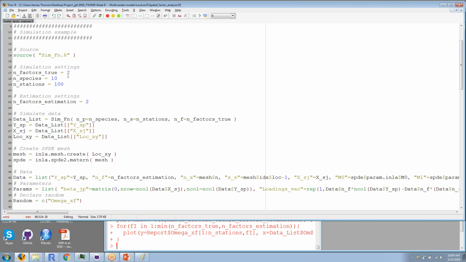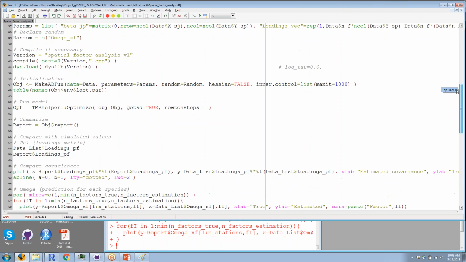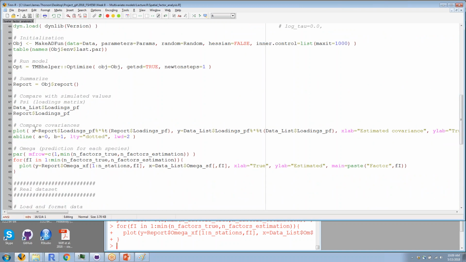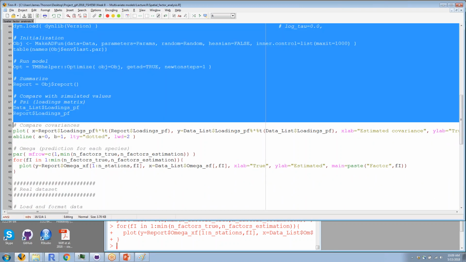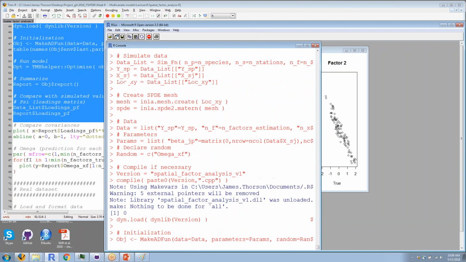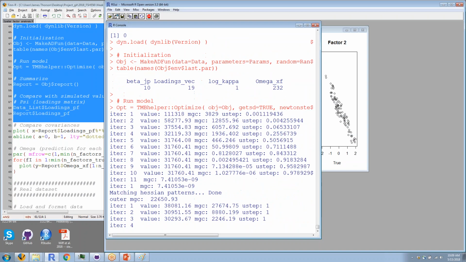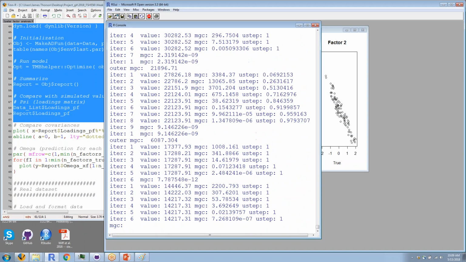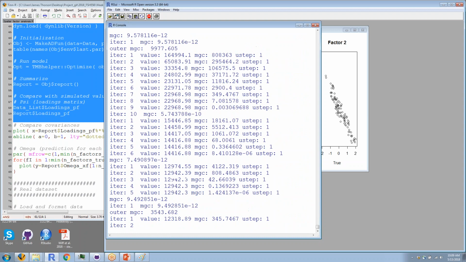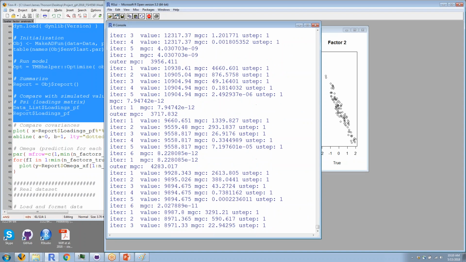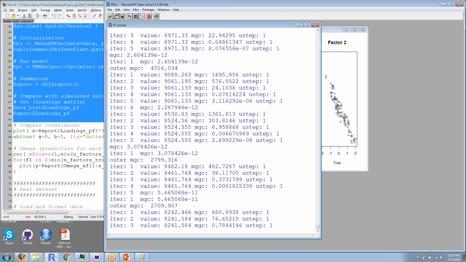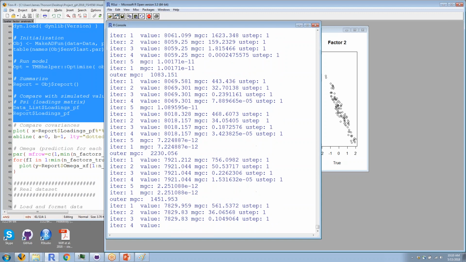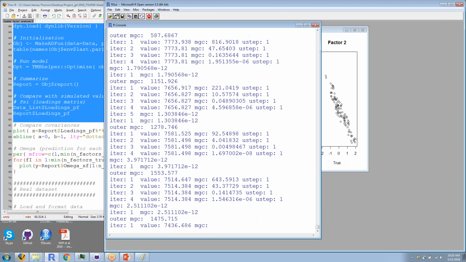So if you simulate dynamics with 3 factors and estimate it with 2, that's sort of this easy case to start with. This will take a while again. In this case, it's kind of a misspecified model where there's more covariance occurring than we're able to capture in the number of factors we're specifying.